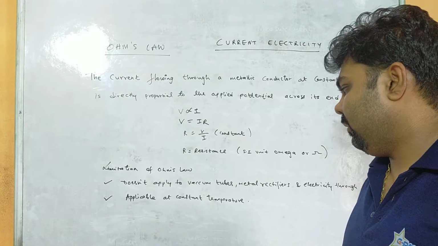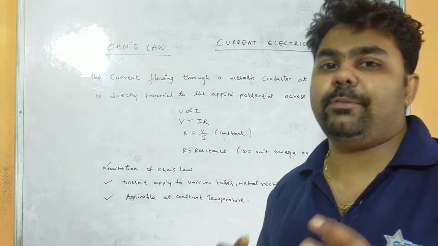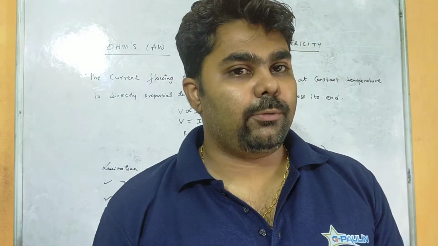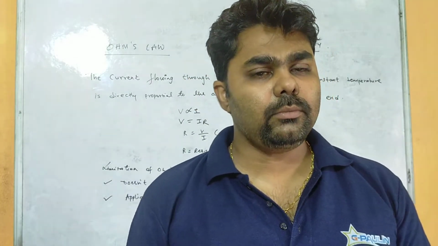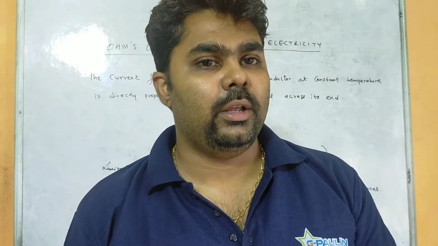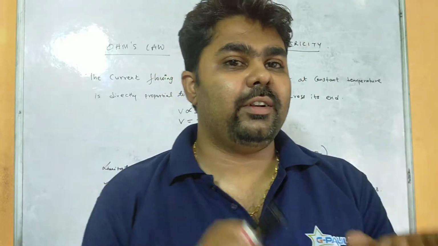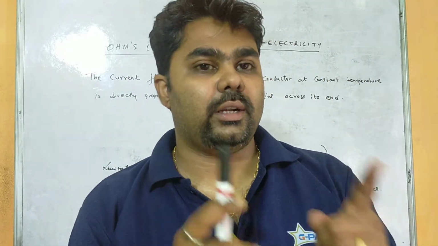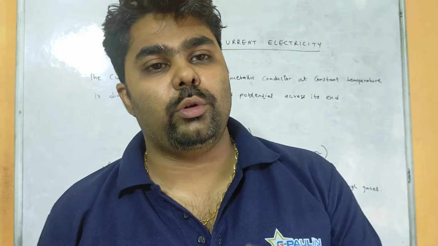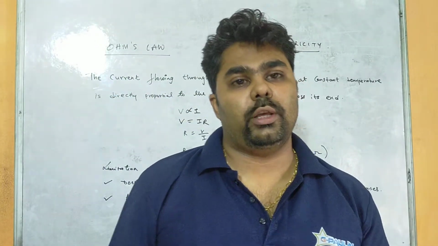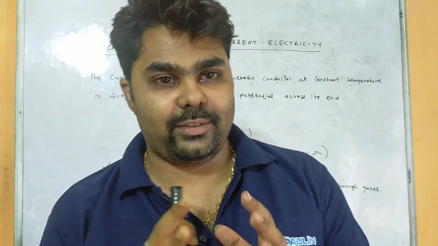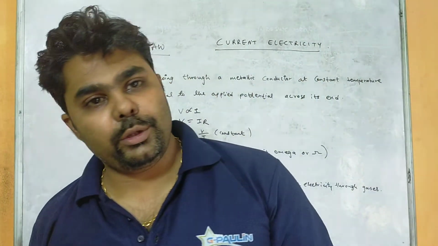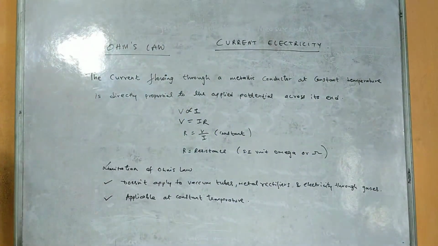Next we say that it is applicable at constant temperature only. That means the physical conditions remain the same, then only Ohm's law can be applied. Like you see, if you increase the temperature of a wire, however much potential you apply across the wire, the same current will not flow, because increase in temperature increases the resistance. So due to increase in resistance, the current in that conductor will not be the same for the applied potential. Okay, so therefore if the temperature of the wire is the same, then however much potential you apply across the conductor, the same amount of current will flow through that metallic conductor. Okay, so this was Ohm's law.